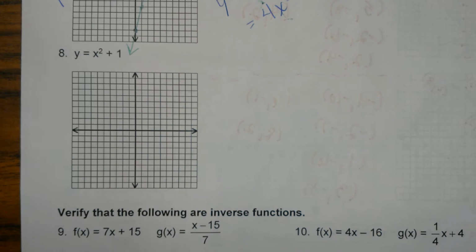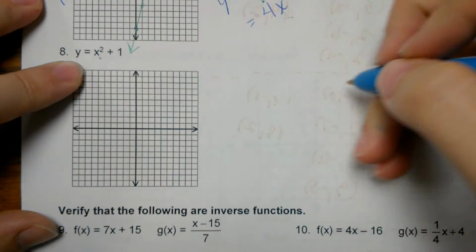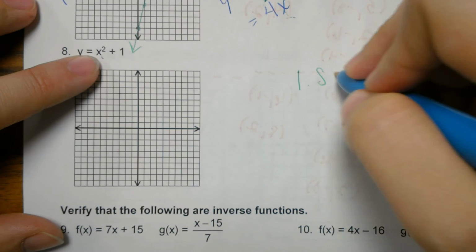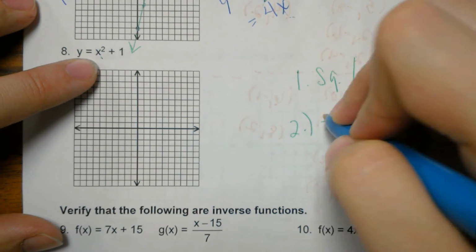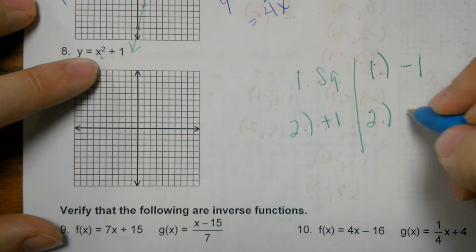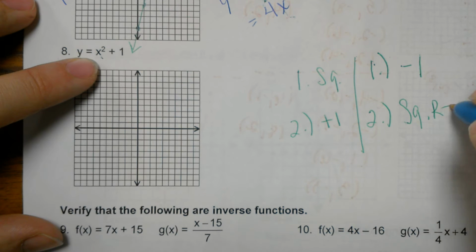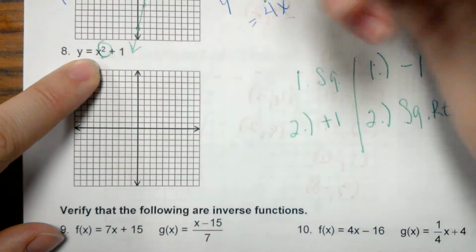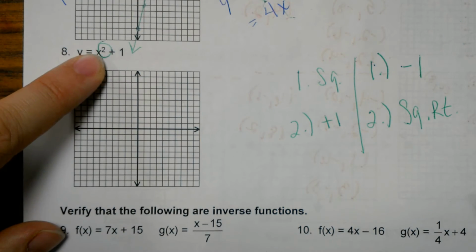So number 8, I'm going to write out my table. First thing I did was square it. Then I added 1. So my inverse, I'm going to subtract 1 and then take the square root. So we talked about when we had an even exponent, the inverse is not going to be a function.